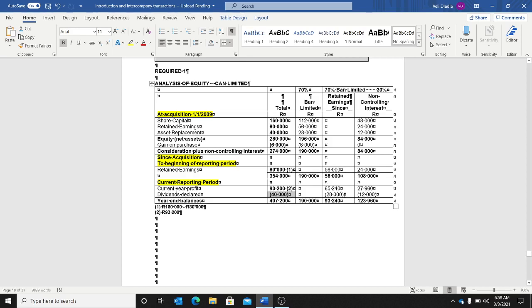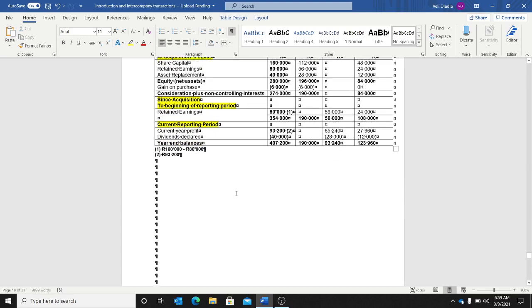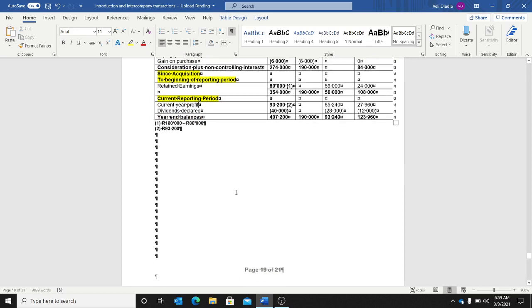When declaring the dividend of 40,000, 70% goes to Ben, which is 28,000. And then the other 12 is to non-controlling. Right, by end of that period, you should be sitting with that amount of 190, 93 to 40, it's 123,960. Then you have dealt with your analysis of equity.